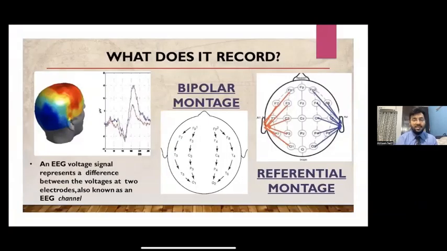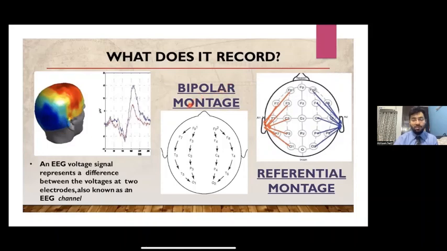So what does an EEG record? EEG records the electrical activity over the surface of the brain. The electrodes for the same are placed over the scalp. An EEG voltage signal represents a difference between the voltages at two electrodes, also known as an EEG channel. EEG channels can be represented as montages. There are namely two types of montages, the bipolar montage and the referential montage.